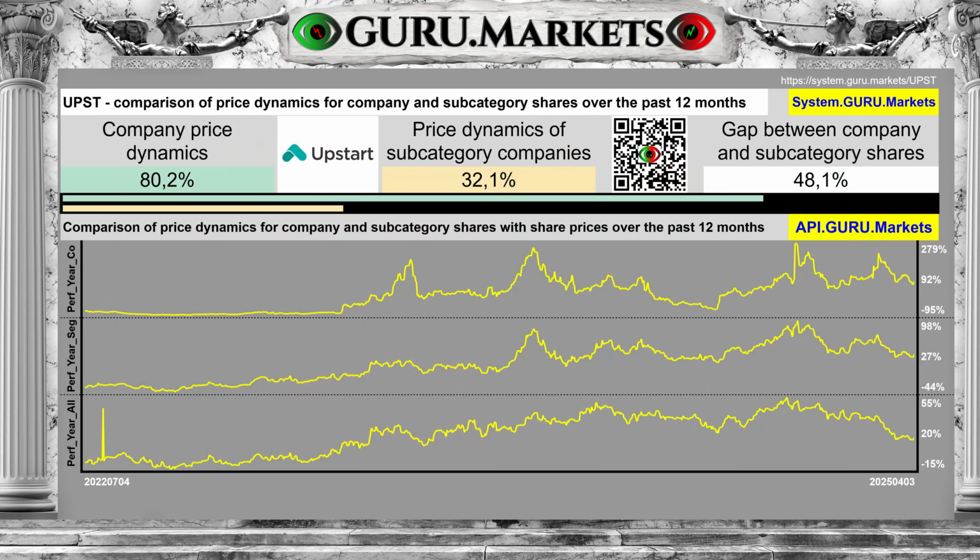Comparing the dynamics of the share price of Upstart Holdings Incorporated and subcategory shares, we will see that over the last 12 months the stocks of Upstart Holdings Incorporated showed a change of 80.2%, against 32.1% price change in the subcategory. This does not clearly indicate anything, but it is necessary to take note of this fact.